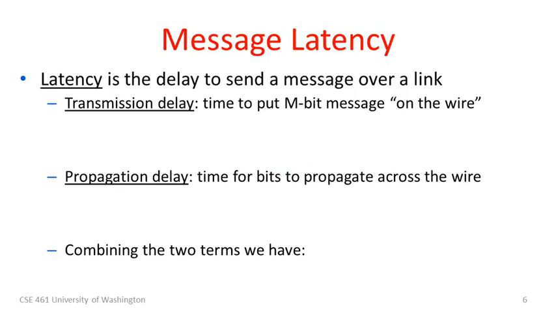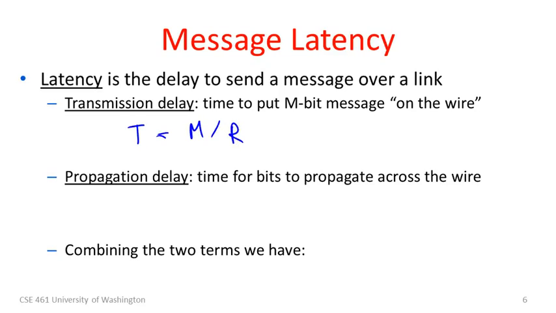Once we have that model, we can do a few exciting things with it. Here's one application of it. We can calculate the latency with which messages are sent. Now the latency is simply the delay to send a message over a wire. From our model, there are really two different components here. One component is the transmission delay. That's the time to put an M-bit message on the wire. Well, the transmission delay is just equal to the message length in bits divided by the transmission rate.